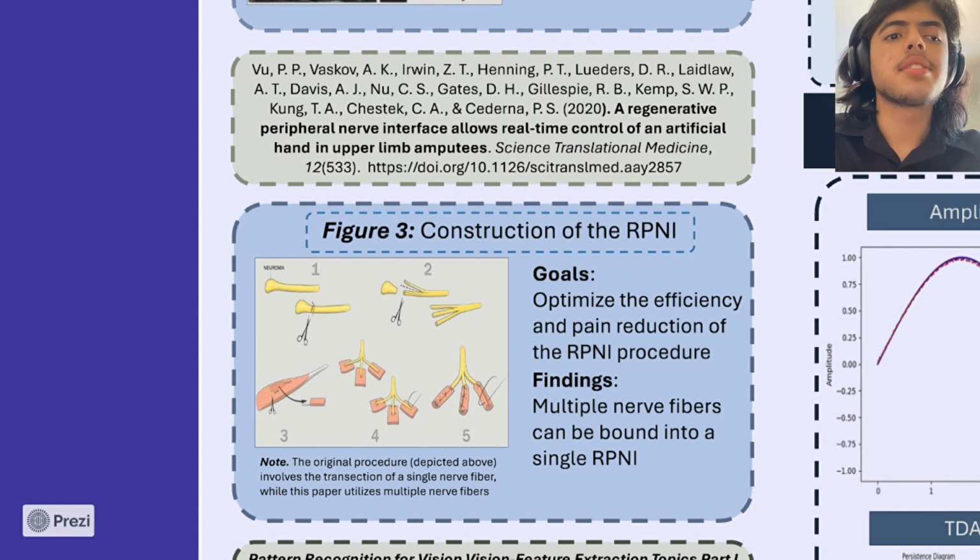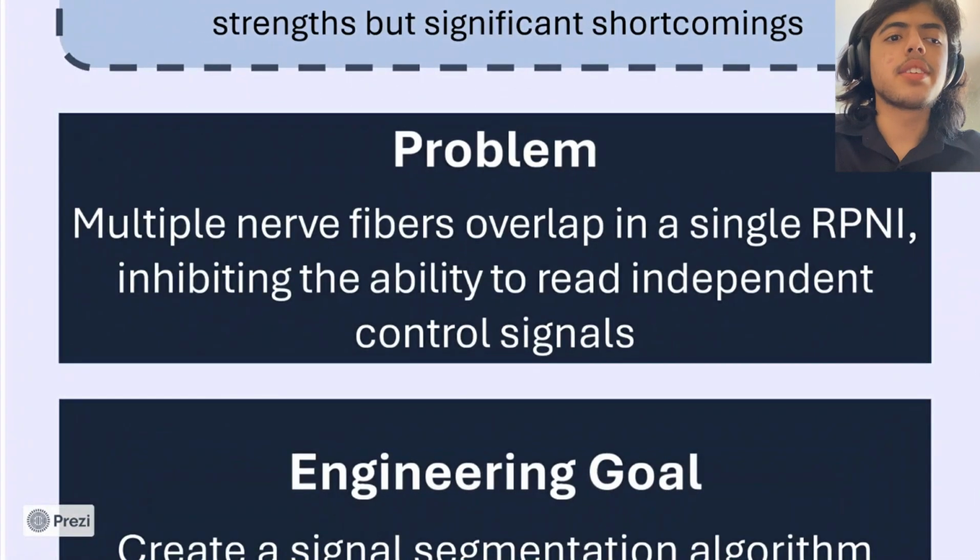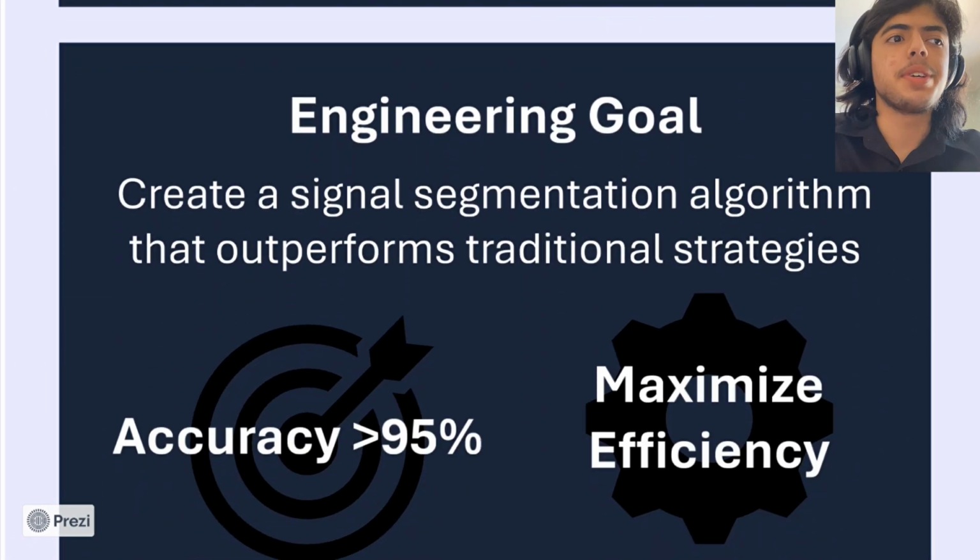Standard signal segmentation techniques such as principal component analysis, independent component analysis, and wavelet transform all have individual strengths but pose significant shortcomings when applied to neural signal segmentation. All of these factors led me to my problem, which is when multiple nerve fibers overlap in a single RPNI device, the origin of the independent control signals is unknown. The goal for this project was to create a signal segmentation algorithm that can outperform traditional strategies by achieving accuracy of more than 95% while not compromising performance or efficiency.